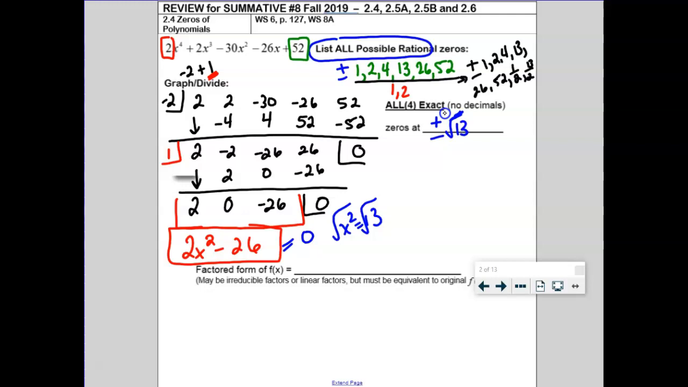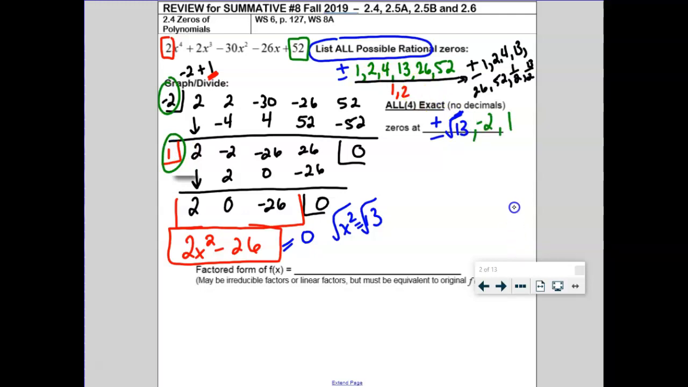Okay, so that's not enough zeros because you started with a quartic. Where are they? Yes, the original ones you gave me from the calculator, these guys. So the other zeros are at negative 2 and at 1.